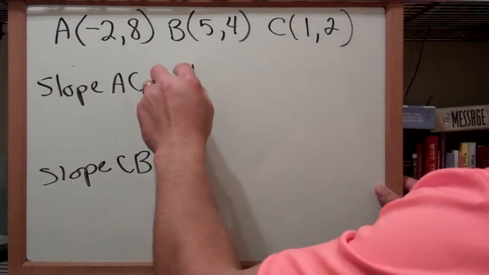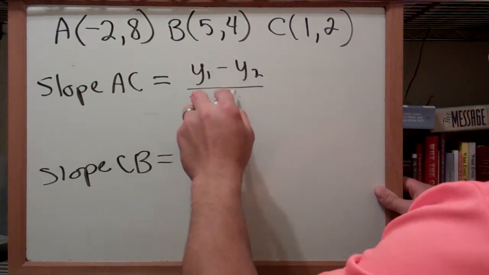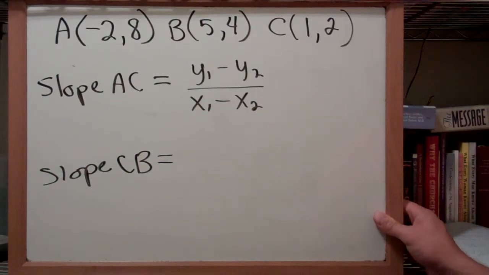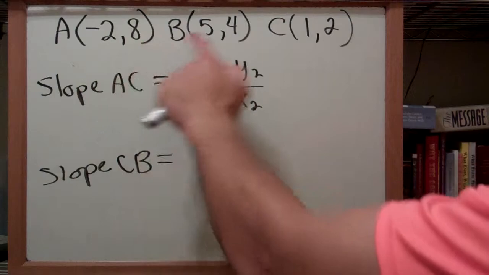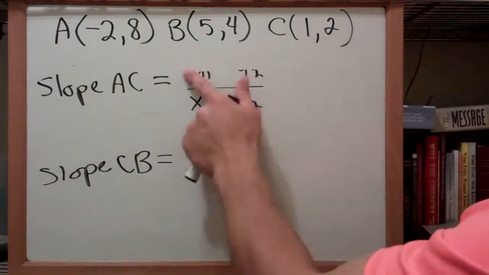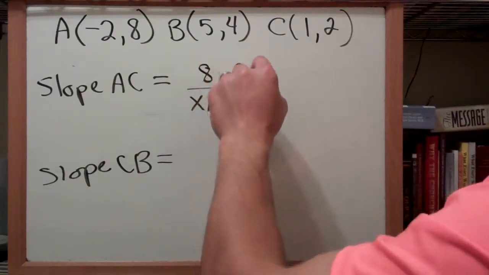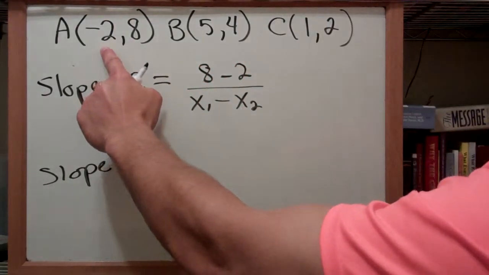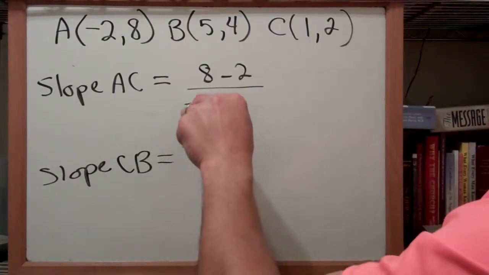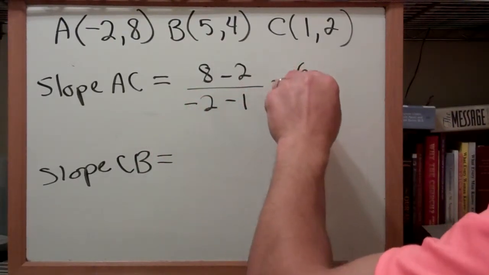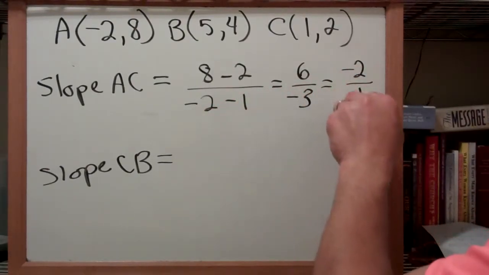So remember, the slope formula is y1 minus y2 all over x1 minus x2. On the top here, for AC, we're going to say 8 minus 2 on the top. And on the bottom we're going to say negative 2 minus 1. On top we'll get 6, on the bottom we'll get negative 3, which reduces to negative 2 over 1.